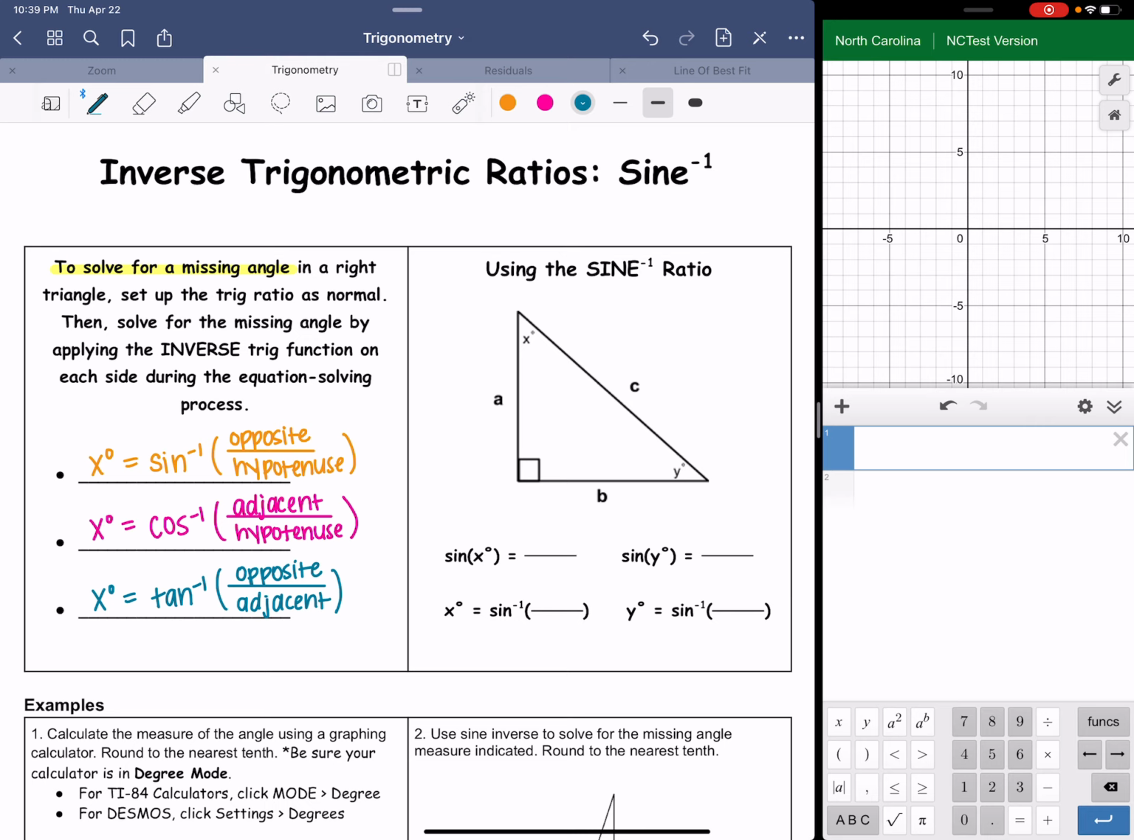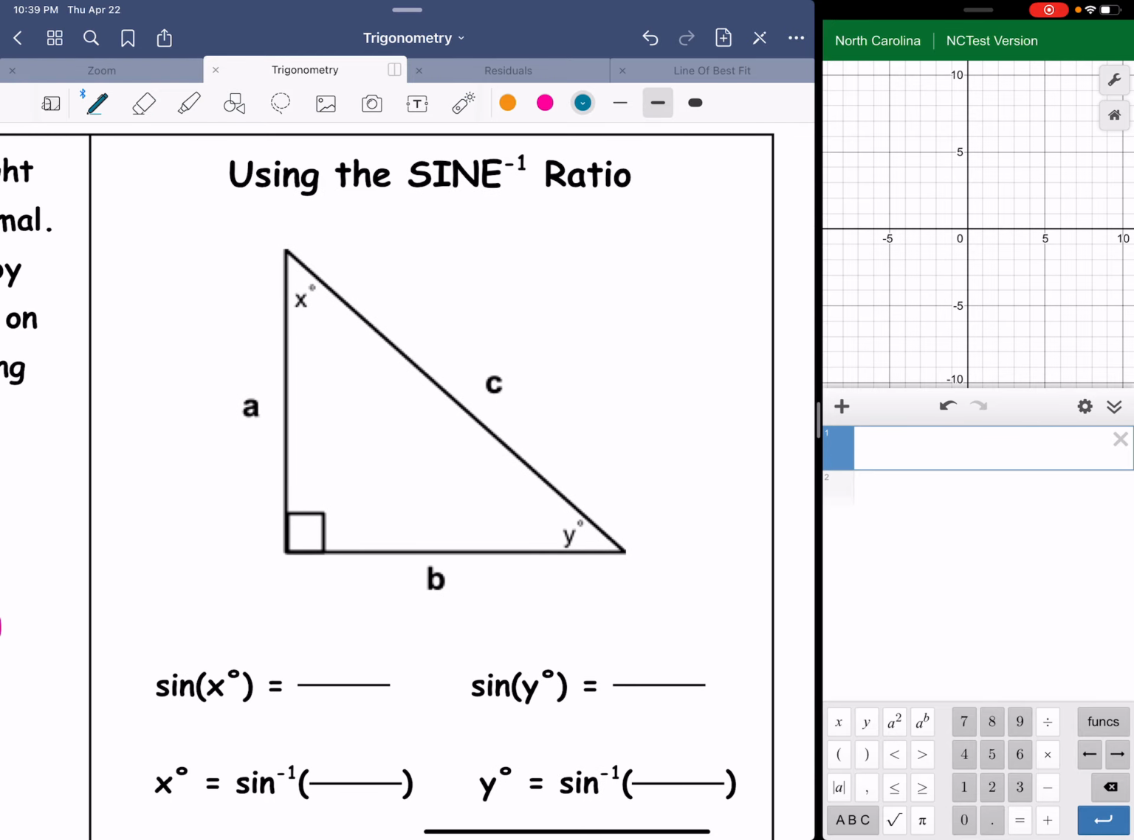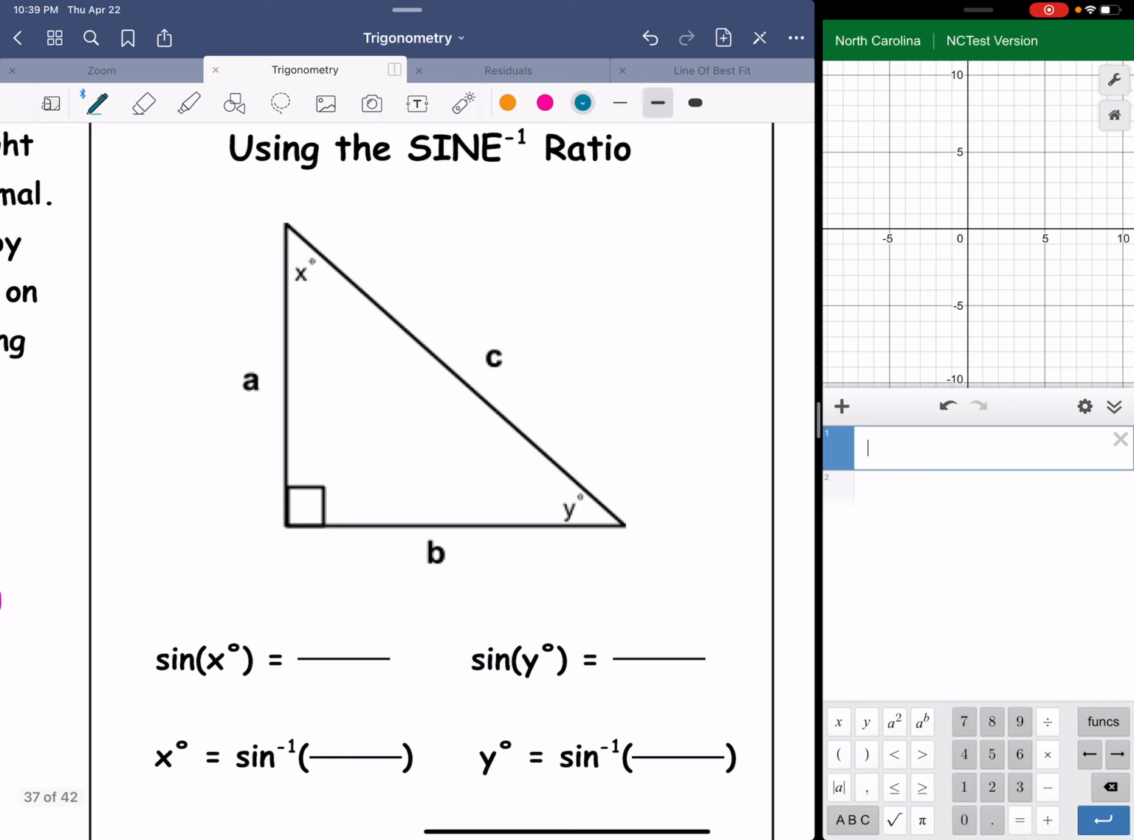Right, so in this next visual, we're going to look at why we use sine inverse. So let's say we have this right triangle and we want to find angle x. If I'm looking for the measure of angle x, I would set up the sine using the opposite, which is b, over the hypotenuse, which is c.